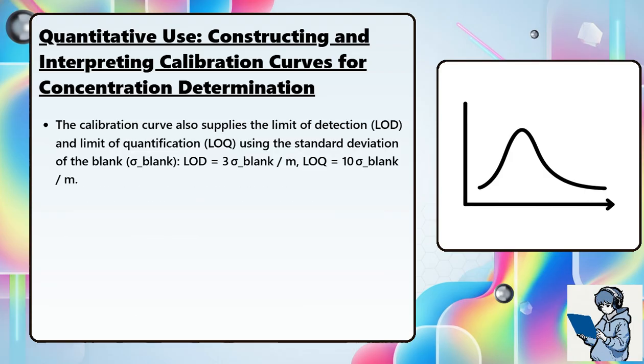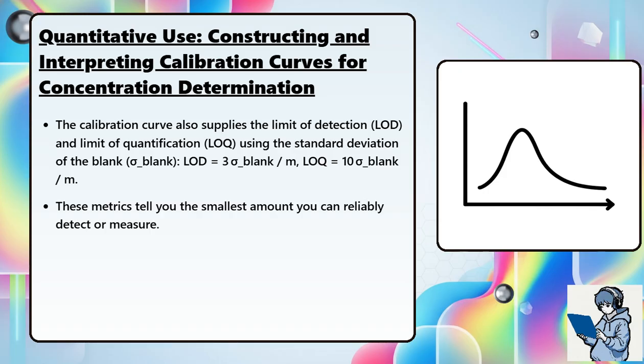The calibration curve also supplies the limit of detection, LOD, and limit of quantification, LOQ, using the standard deviation of the blank, sigma blank. LOD equals 3 sigma blank divided by m, LOQ equals 10 sigma blank divided by m. These metrics tell you the smallest amount you can reliably detect or measure.